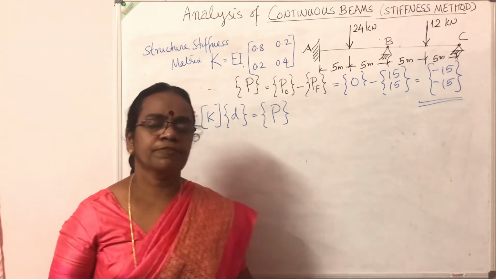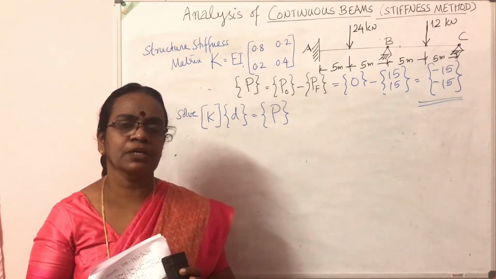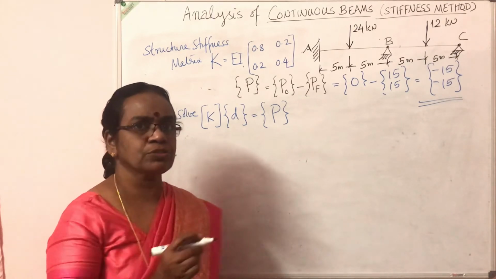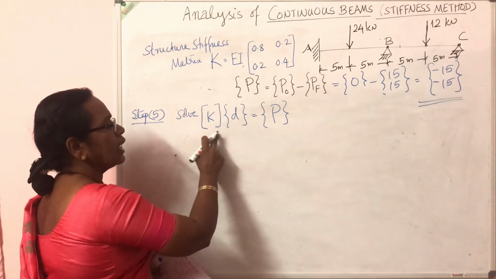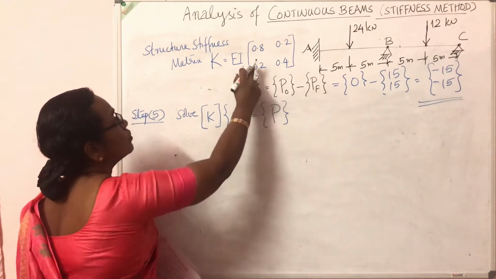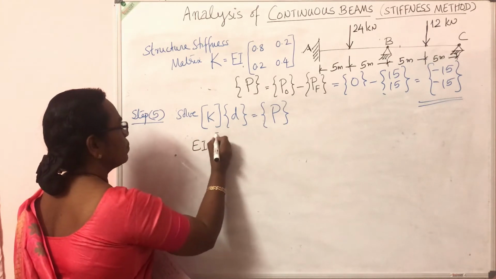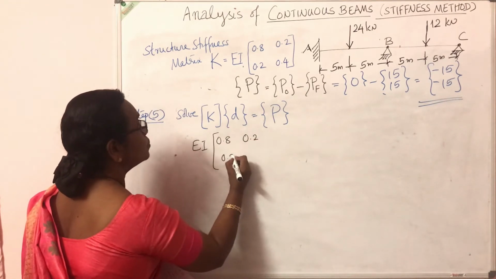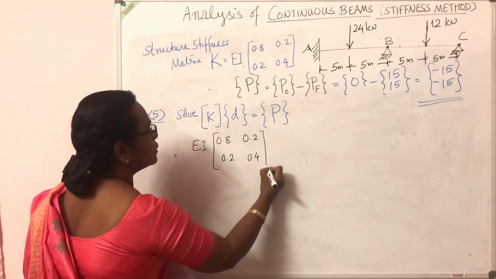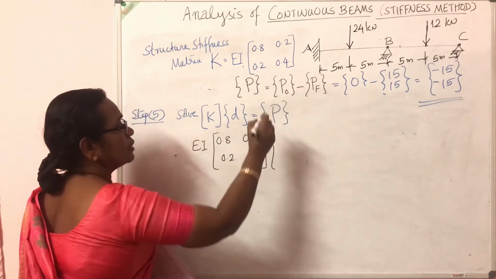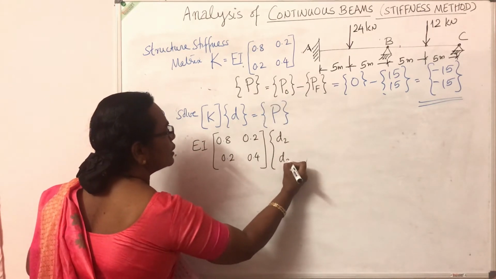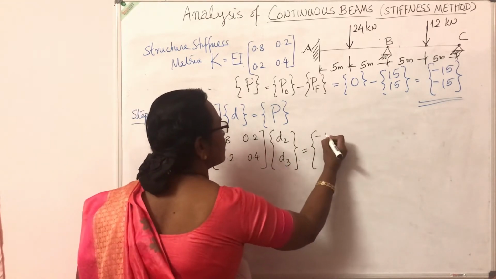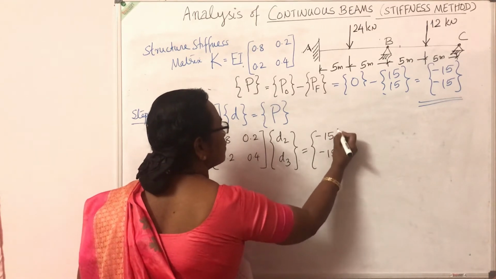So we have got the stiffness matrix of the structure, as well as the right hand side vector, that is the equivalent joint load vector P from the previous steps. Now we have to solve the equation K into D is equal to P, that is the next step. So K is EI into 0.8, 0.2, 0.2, 0.4, with coordinates 2 and 3. So D2, D3 is equal to the P vector, minus 15, minus 15.